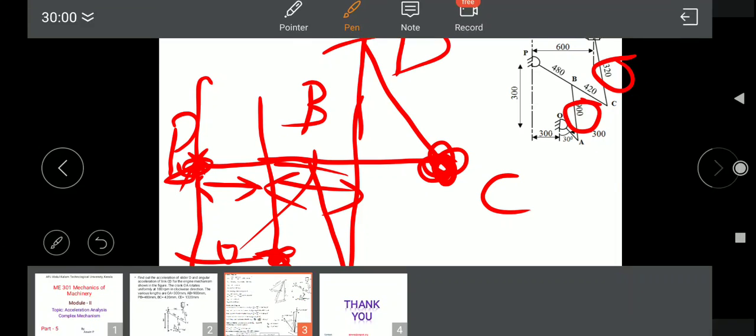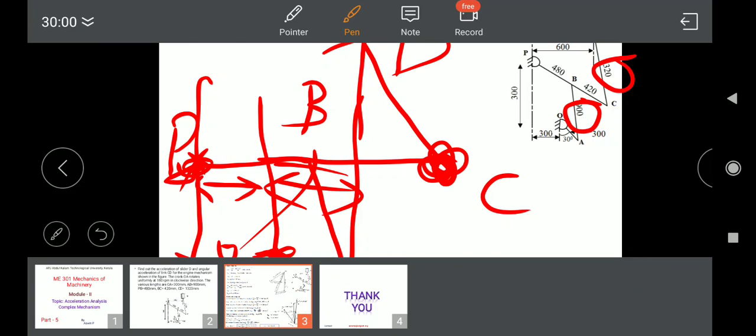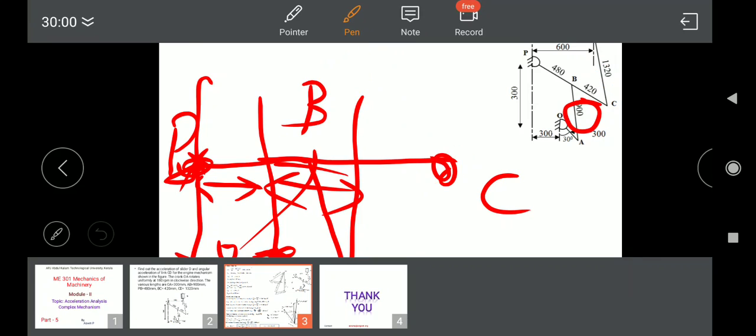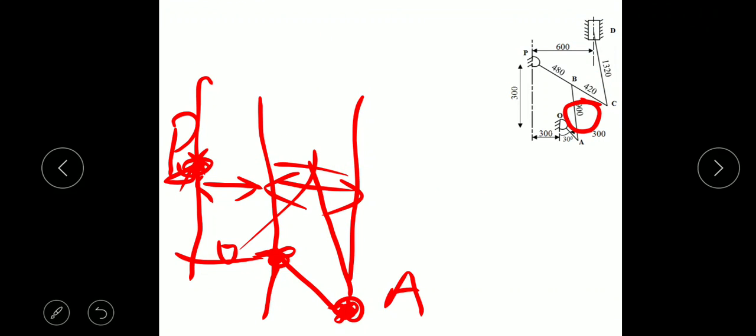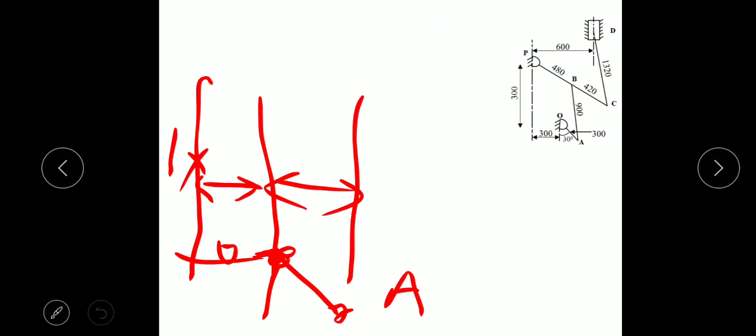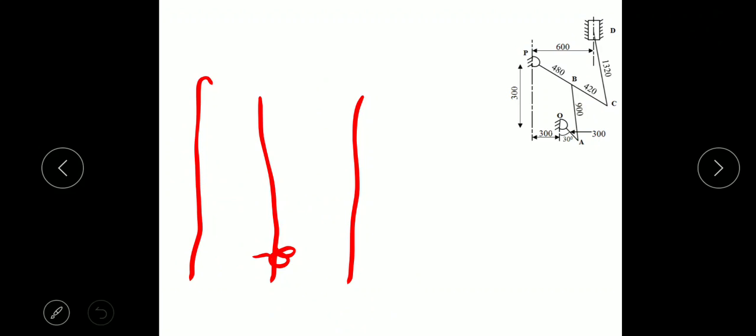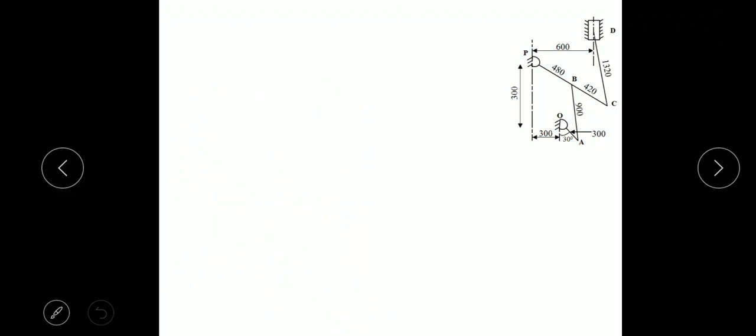So first of all I will delete all these things. All figures should be deleted. For next calculations, velocity should be found out. Okay, now all is clear. Now I will go to the velocity diagram.